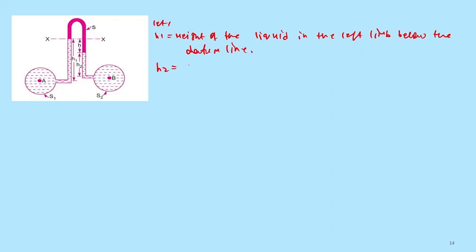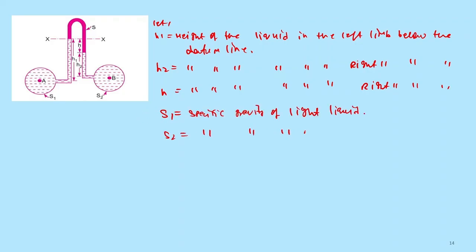H2 is the liquid height of the liquid in the right limb below the datum line, and only H is the height of the liquid in the right limb below the datum line, and S is the specific gravity of the liquid. We can write S1 as the specific gravity of the liquid in the left limb, and S2 is the specific gravity of the heavy liquid.